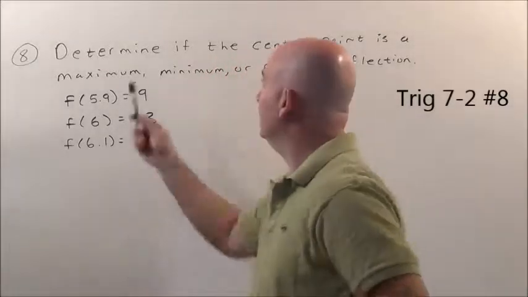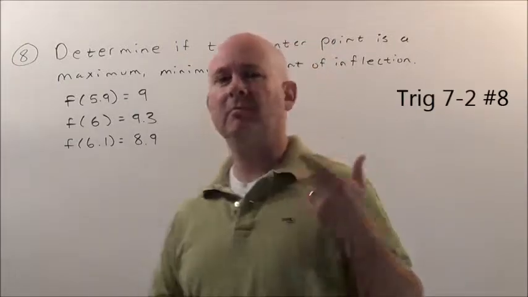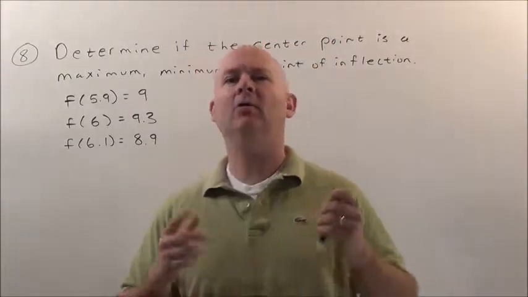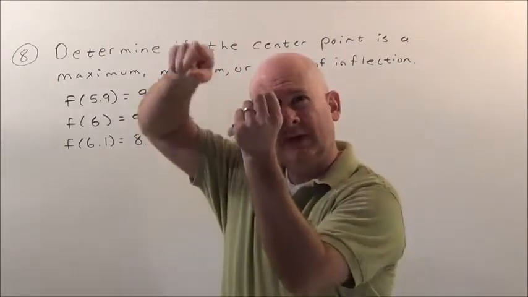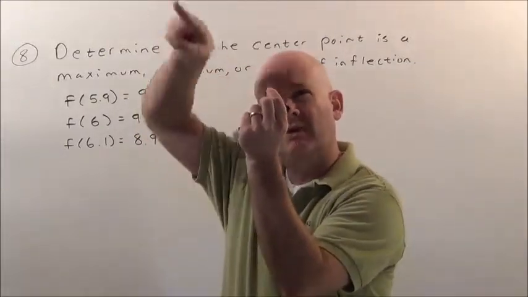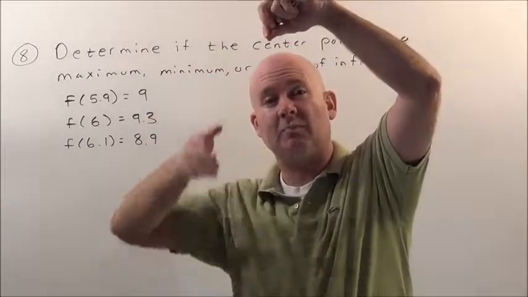Here we go with problem 8. It says determine if the center point is a maximum, a minimum, or a point of inflection. Now, a minimum is when you have basically a parabola or something coming down to this lowest point. That's going to be your minimum right there. Or if it's downwards facing, the top point would be your maximum.